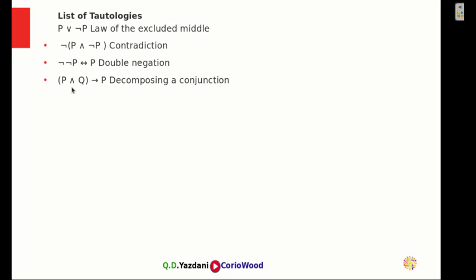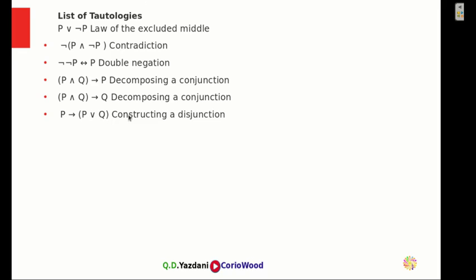Here we have P and Q implies P, decomposing a conjunction. And here is P and Q implies Q, also decomposing a conjunction. The top one says P and Q implies P, and the bottom one says P and Q implies Q. They are both decomposing a conjunction. Next, P implies P or Q is constructing a disjunction.